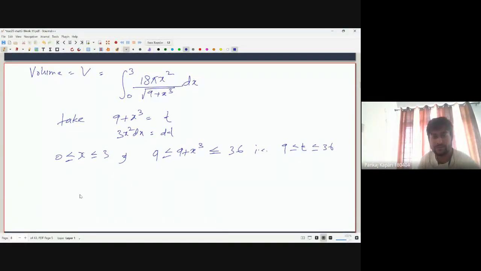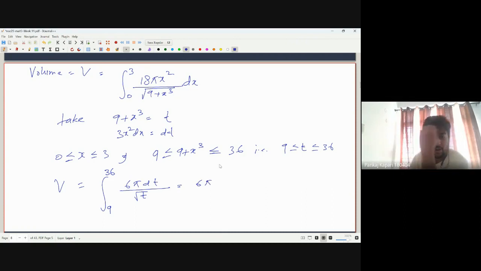Okay, so now our integral with respect to this new variable becomes V equals 6 pi times 3x squared dx, which will become dt, and in the denominator we will have the square root of t, and that t varies from 9 to 36. Now we all know the integration of square root of t. This is t to the power 3 by 2, and then you have to multiply by 2 by 3, right? And from limit 9 to 36.